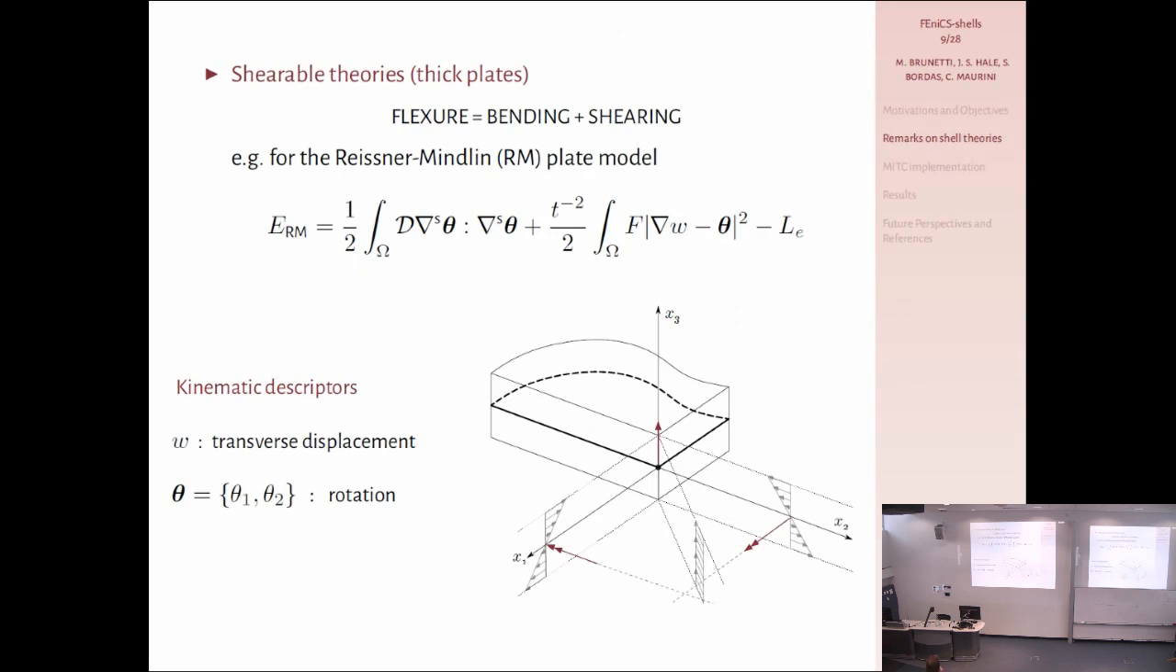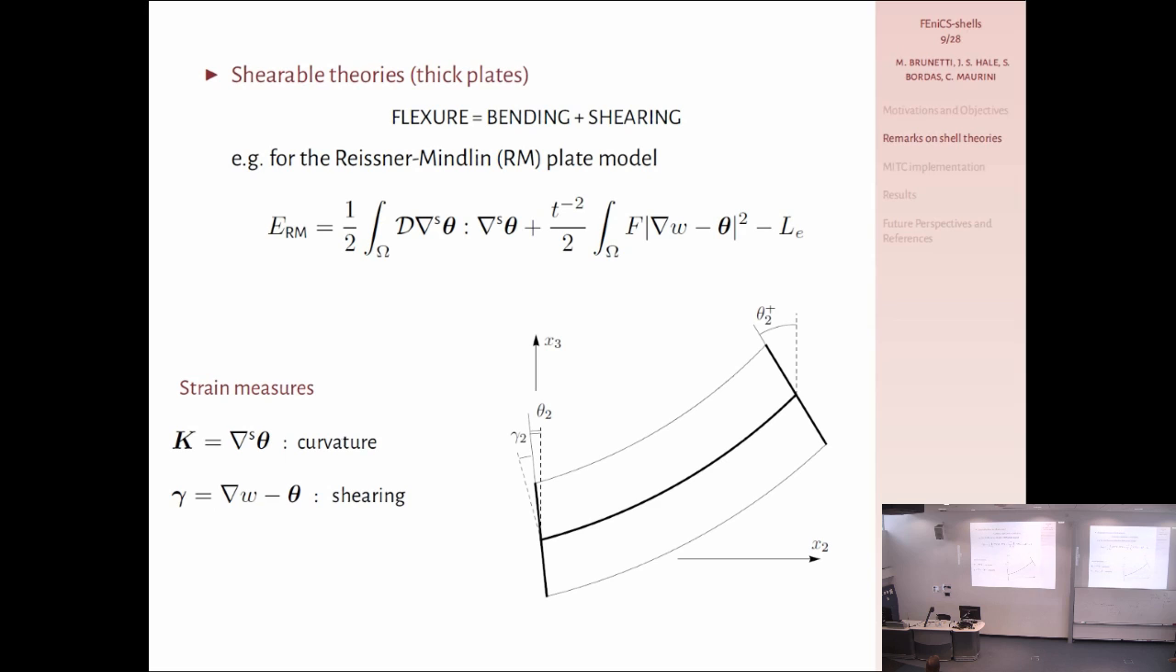So we have two kinematic descriptors. A scalar field providing the transverse displacement of the point in the middle plane, and a vector field providing the rotation of the fiber normal to the middle plane.